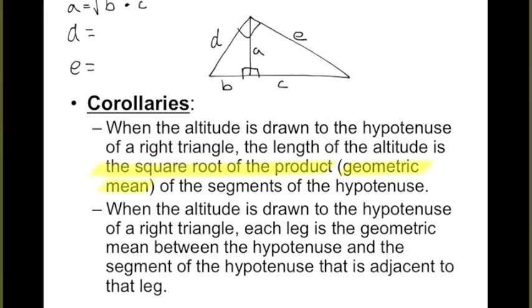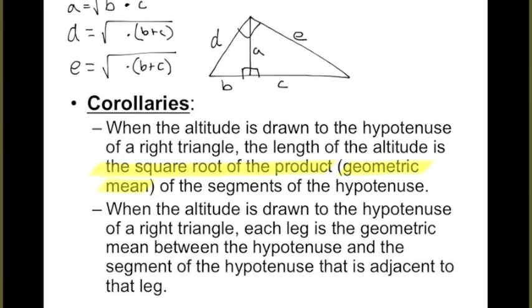So in the second corollary then it says each leg is the geometric mean, or the square root of the product, between the hypotenuse, and that's the hypotenuse of the original triangle, and the segment of the hypotenuse that is adjacent or next to that leg. So the whole hypotenuse is B plus C. It says between the hypotenuse and the segment of the hypotenuse that is adjacent or next to that leg.